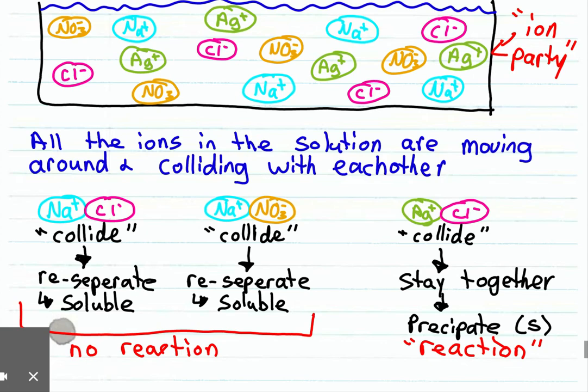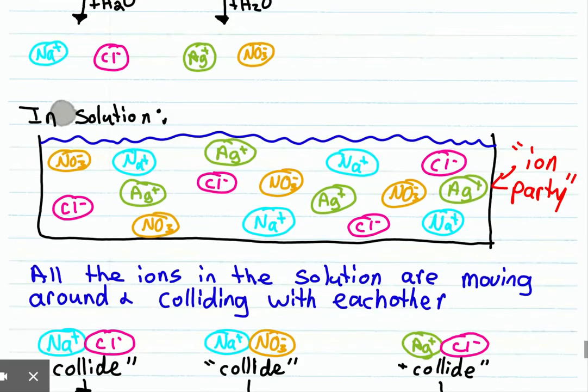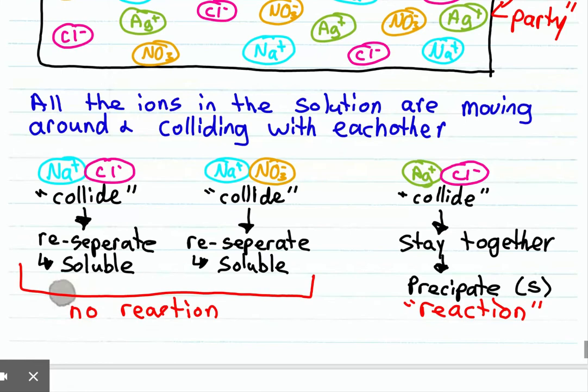Now, if you were at a party and two people who did not come to the party together left together, you would probably have a reaction. Okay. Because the silver and chlorine come to the ion party separately, okay, we look up here. They come to the ion party separately, but they leave together as a solid precipitate. They're the ones that cause the reaction.